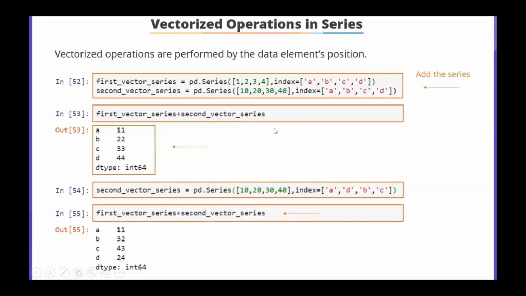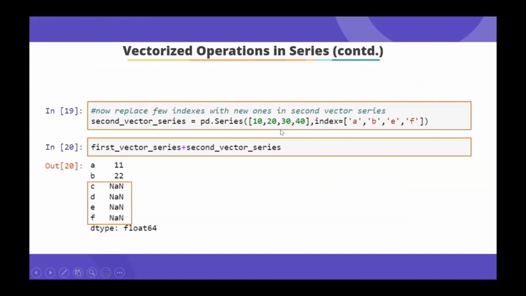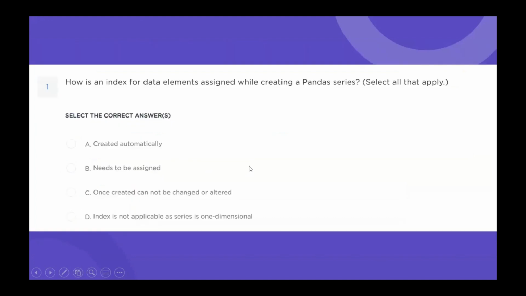Now, okay, let's continue. And now let's do this thing. Here we have changed the index completely, and then we see multiple NaN, right? Not a number. Because there is a mismatch, we can see NaN. And you all have seen that value there. Now this is the time to give me some answers. Ready for quiz time?